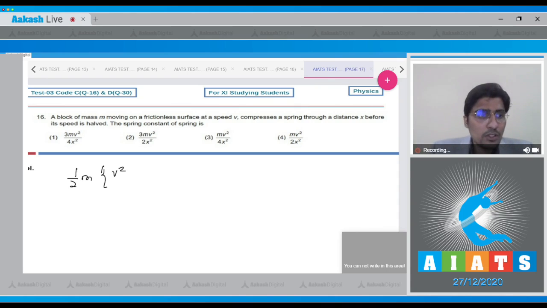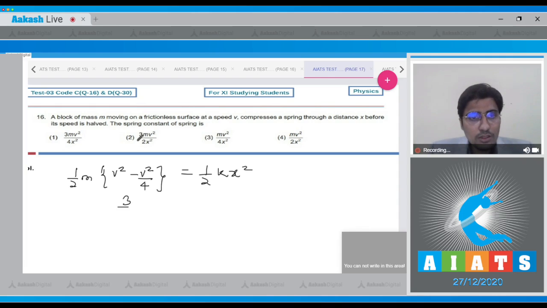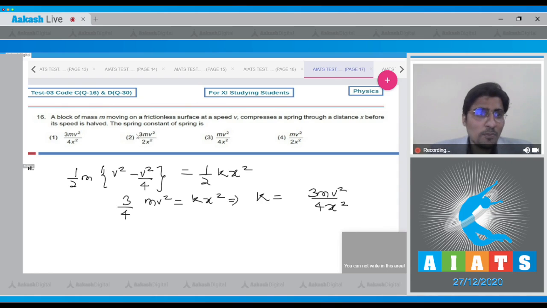So half mv square minus half m (v by 2) square, as the speed becomes v by 2, will be equal to half kx square, which means that 3 by 4 mv square is equal to kx square, or k is equal to 3 mv square by 4 x square. And hence, as we see the given options, the correct answer should be option number 1.